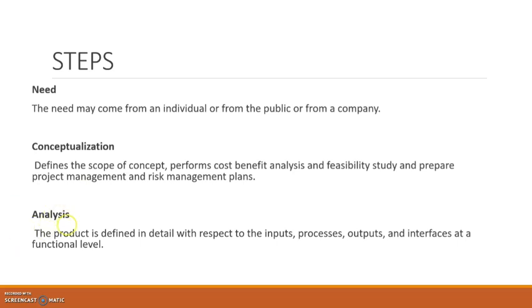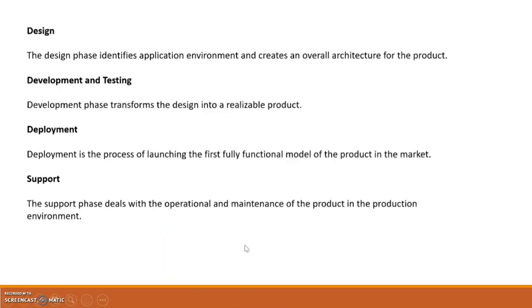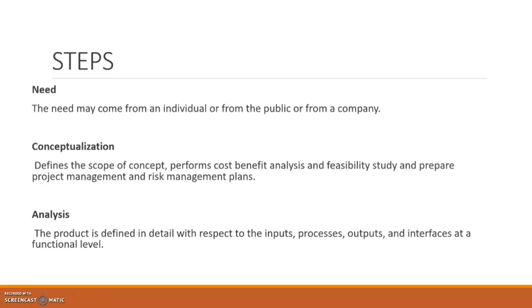Next is analysis. Analysis means, consider that you are going to design an automatic washing machine. So that is your final product. Now, for an automatic washing machine, you know what the inputs are, what processes happen in it, and what the outputs are. So here we are going to analyze every aspect of this product, its working and everything, based on its inputs and outputs and the interfaces. So that is done in the analysis phase. We are going to analyze the product's functioning based on the input, process, output, and interfaces.